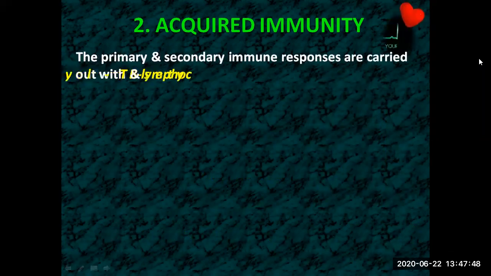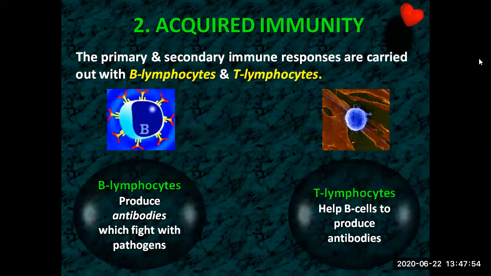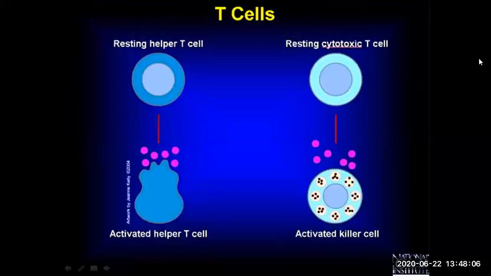Okay, so the primary and secondary immune responses are carried out by the third line of defense cells, B lymphocytes and T lymphocytes. The B lymphocytes produce antibodies which fight with pathogens. T lymphocytes help B cells in what way? T helper cells help B cells to produce antibodies. T cytotoxic cells directly kill.